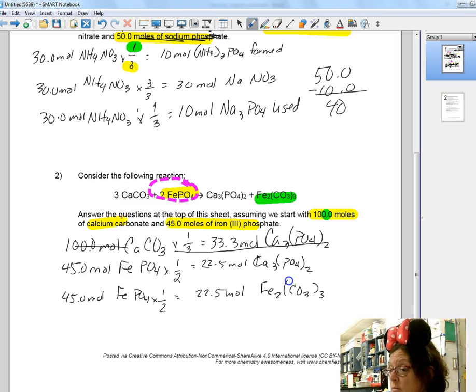Will they weigh the same? No. We're not worrying about that though. So now we've done A and B. Question C is that pesky old leftover question. Who's going to be left over?